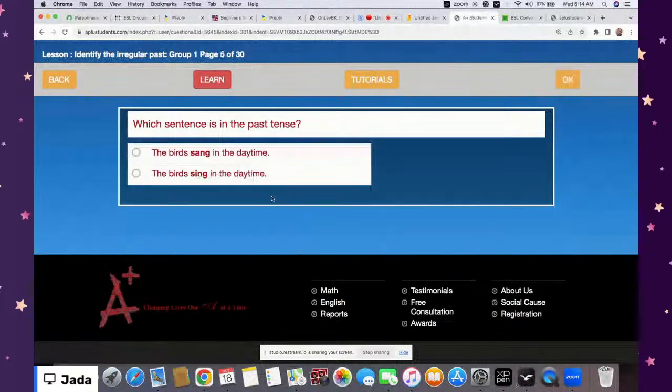Then the birds sang in the daytime, the birds sing in the daytime. So we have sang and we have sing. So which is the past tense? Okay, so sing is present and then sang is in the past. Okay, so sang.